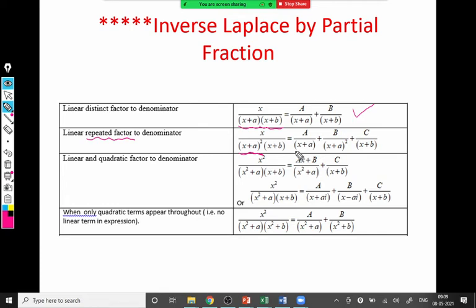for a repeated factor, there will be one more constant. So you will observe A upon x plus a, plus B upon (x plus a) squared. That will be the correct partial fraction for a repeated factor.